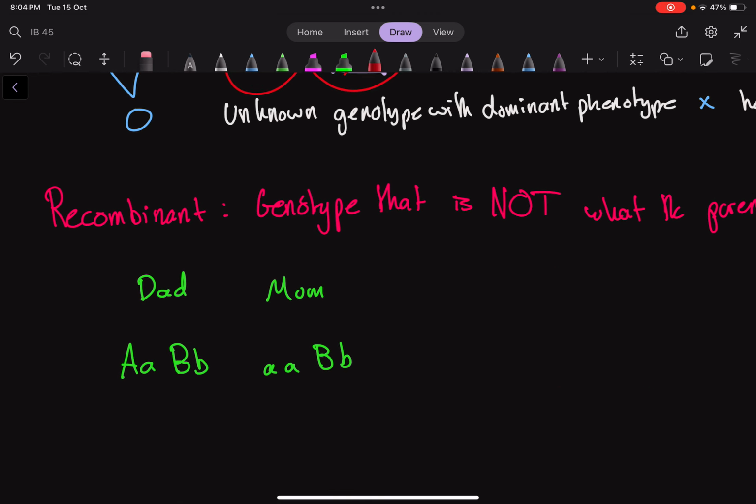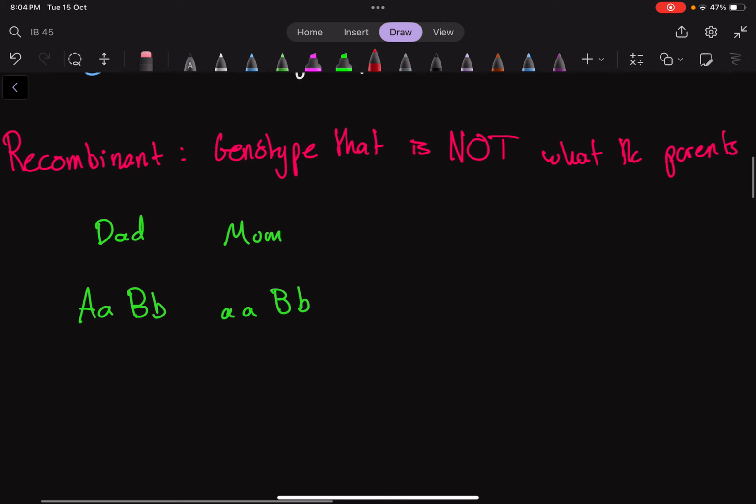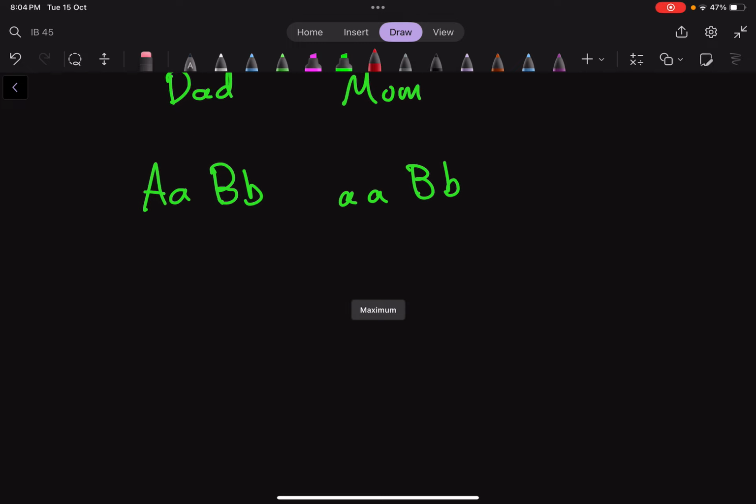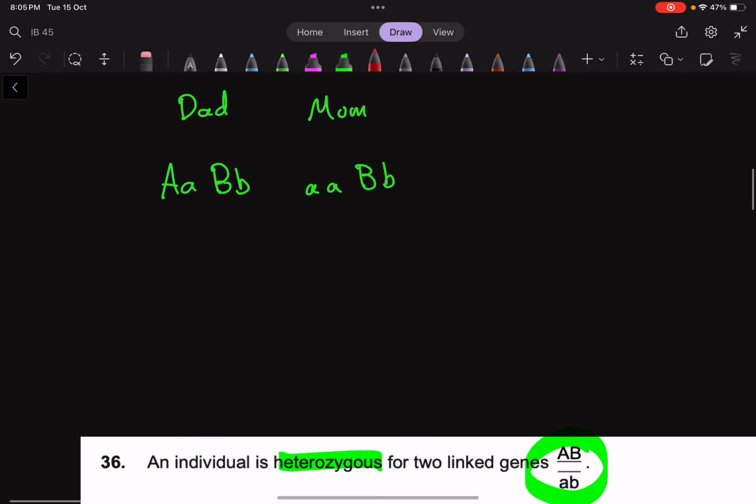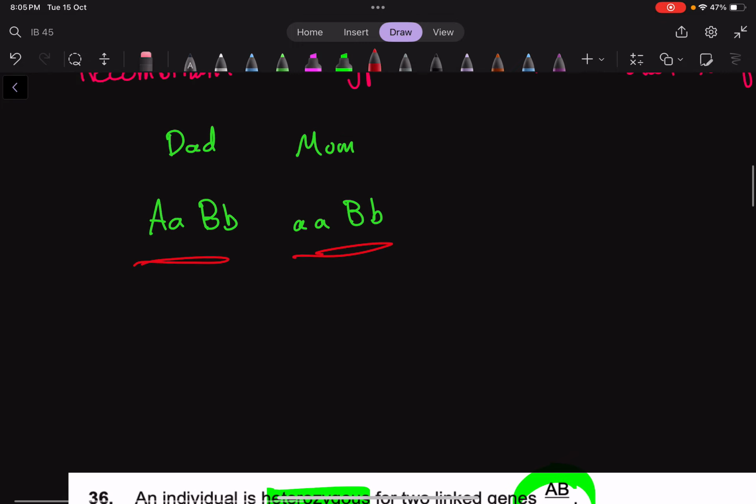Okay. Next definition we need to know is a recombinant. A recombinant is a genotype that does not appear in the genotypes of the parents. So I've written two dihybrid genotypes of two parents here. We've got a dad and a mum, and let's imagine the kid ends up like this. Just quickly check yourself. Is this a recombinant? 3, 2, 1.